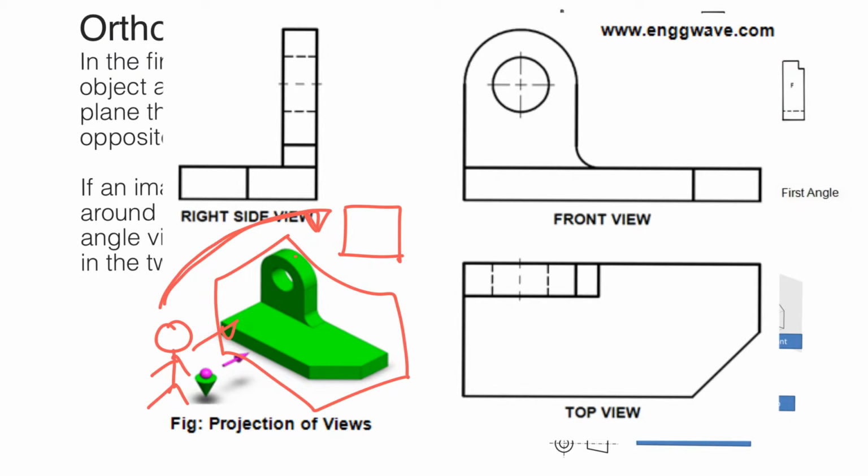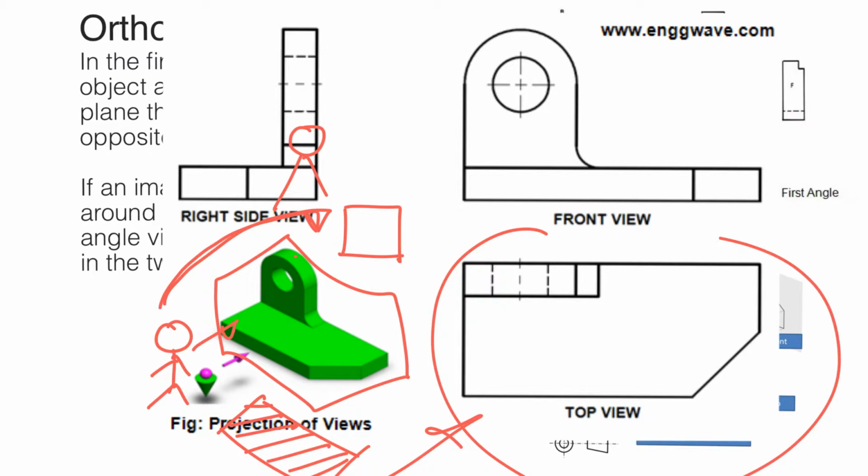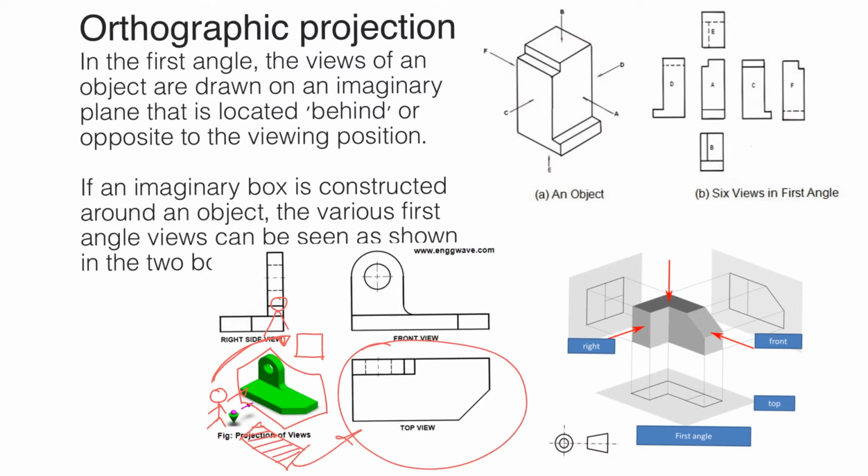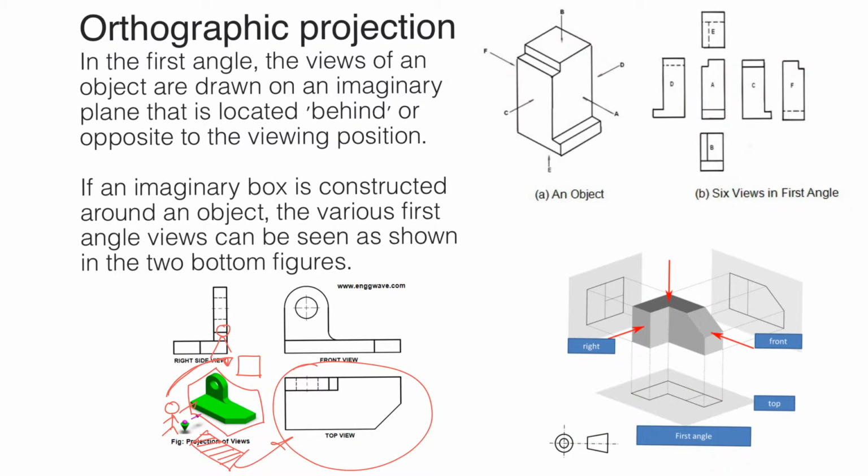Similarly, if you are looking at the object from a top-down perspective, the view from the top will be shown at the bottom, which is shown over here. So to summarize, a first angle projection will show the view of the object in the opposite plane. This is similar to the other examples that you can see over this side as well as over here.